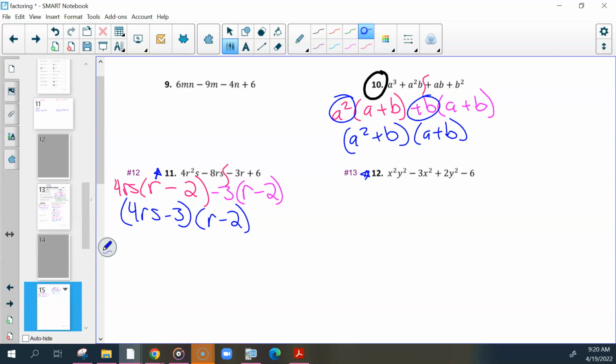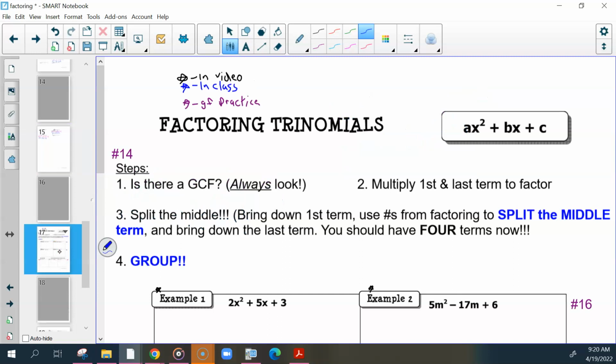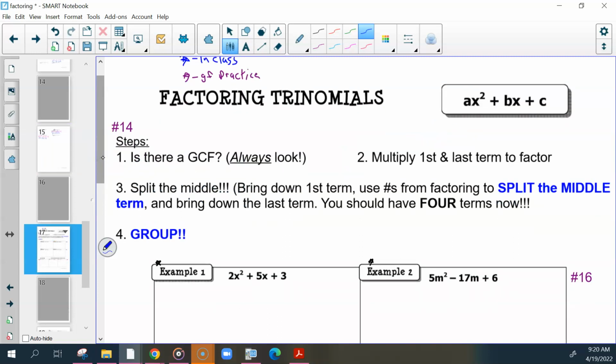Oh my. I got minus 2. That's not what you think.